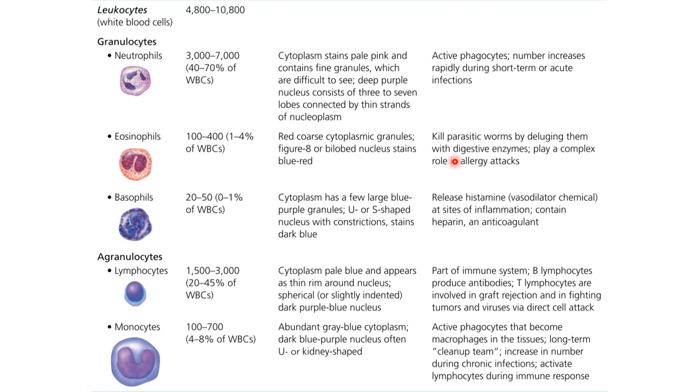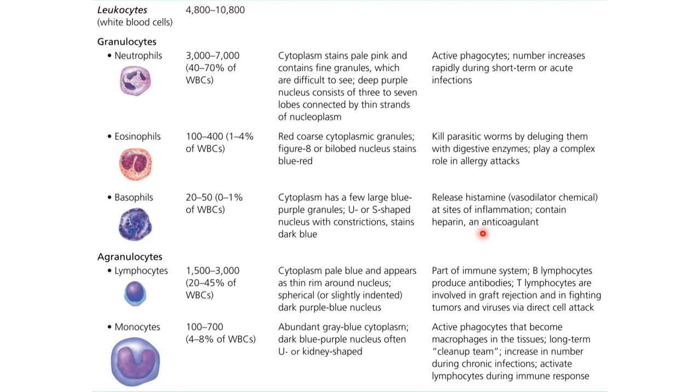Eosinophils will also increase in the blood whenever you have allergies. So, for example, if you have an asthma attack, or if you have anaphylaxis, okay, those are severe allergic attacks, then you will see an increase in eosinophils. Basophils are granulocytes that contain histamine, and the effect of histamine would be to cause vasodilation. Okay?